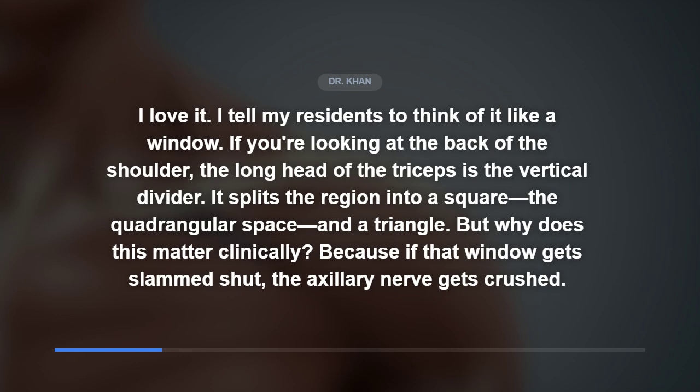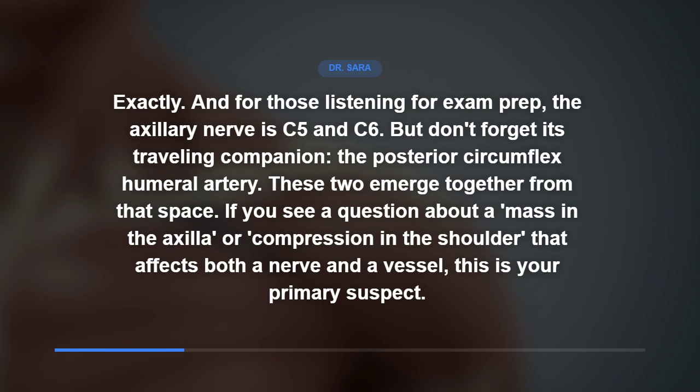I love it. I tell my residents to think of it like a window. If you're looking at the back of the shoulder, the long head of the triceps is the vertical divider. It splits the region into a square, the quadrangular space, and a triangle. But why does this matter clinically? Because if that window gets slammed shut, the axillary nerve gets crushed.